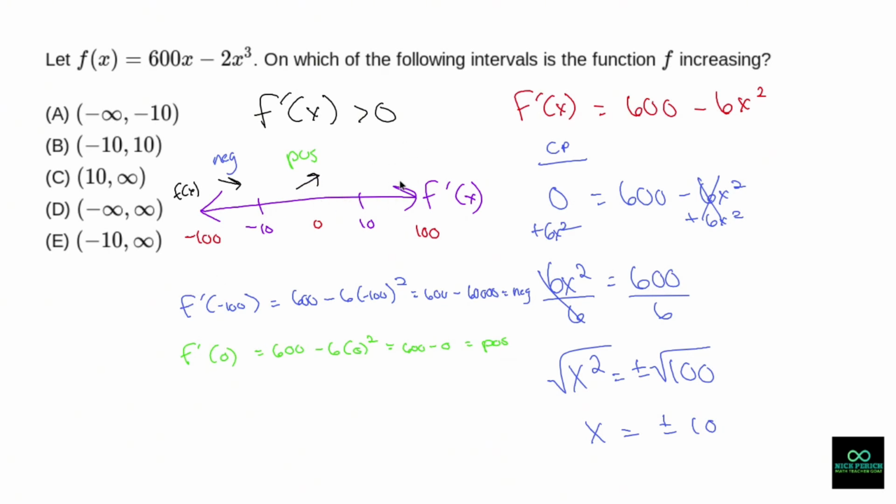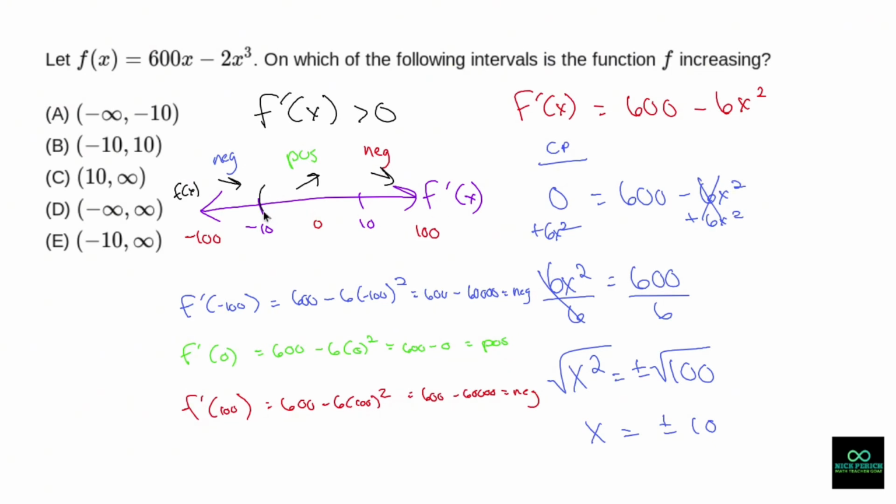Now let's just be on the safe side. Okay, we'll plug in 100. So f prime of 100 is going to be 600 minus 6 times 100 squared. And what's going to happen is the same thing that we had up here in blue, or if you're colorblind, gray, and we get 600 minus 60,000, which is negative. So we are negative right here, which means that we are decreasing on the interval from 10 to infinity.